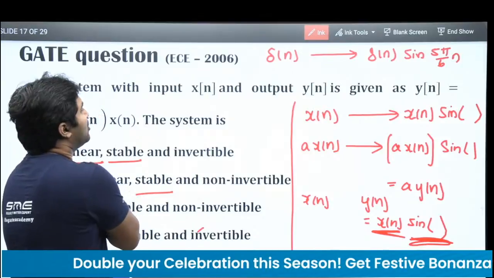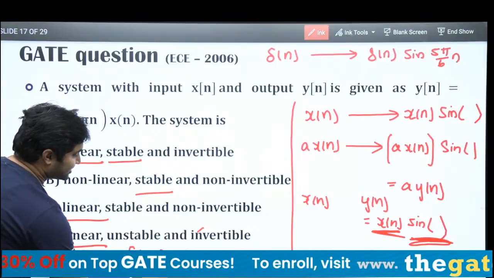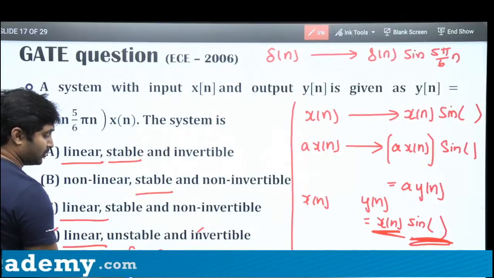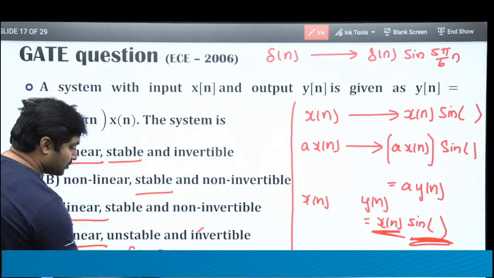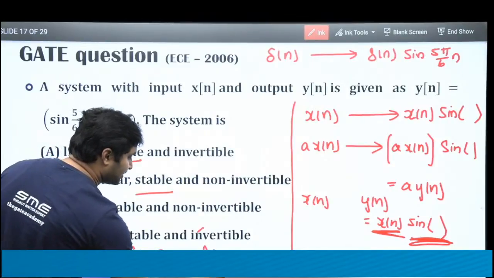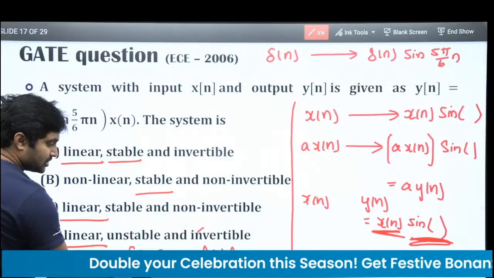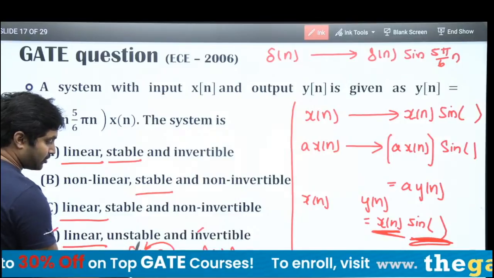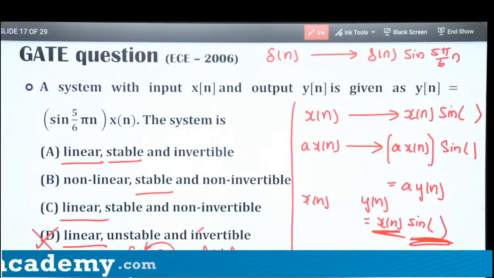Can you please tell me what f of n multiplied by del of n is? This is a very important property that we studied in the first chapter. Whenever you multiply the impulse with any function, where is the impulse? The impulse is present at n equal to 0. So you are going to get f of 0 multiplied by del of n. Wherever there is an impulse, you get a sample of the function multiplied by del of n. So this is the property.